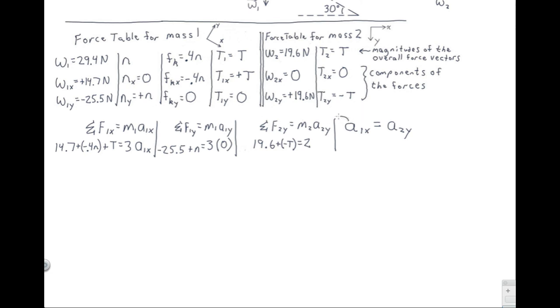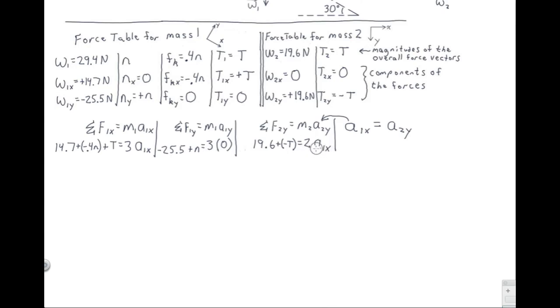But for a sub 2y, I'm going to use this equation and make a substitution. For a sub 2y, I'm going to substitute in a sub 1x, because we just figured out that a sub 1x will be exactly equal to a sub 2y. So for a sub 2y, I'm going to substitute a sub 1x. Why is that helpful? That's helpful because it reduces the total number of variables.